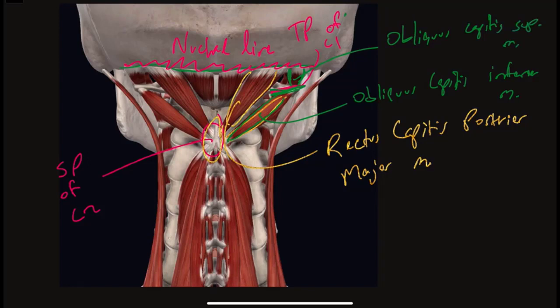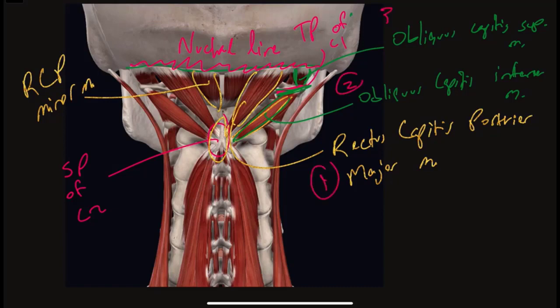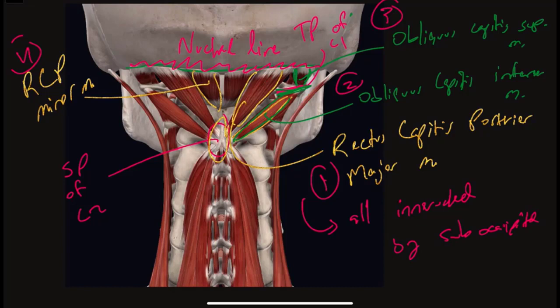And then the last thing we're going to be looking at is this guy right here, the last muscle of our suboccipital triangle, and this guy is called Rectus Capitis Posterior, or RCP minor muscle. The key thing that we are supposed to take away as students is that when you look at all of these muscles, all four of them, these guys all are innervated by the suboccipital nerve. And that's the reason why we call this a suboccipital triangle.